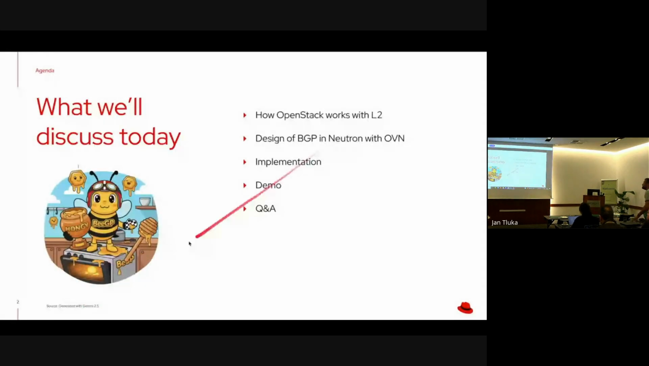And today I'll be talking about BGP with OVN and how it integrates with OpenStack Neutron. First of all, I'll just briefly explain how OpenStack works with L2 without BGP, just to see similarities. And then I'll present the design of BGP integration in Neutron. Then I'll talk a little bit about its implementation, introduce a short demo, and hopefully at the end we will have some space for Q&A.